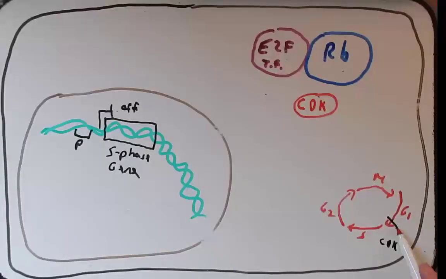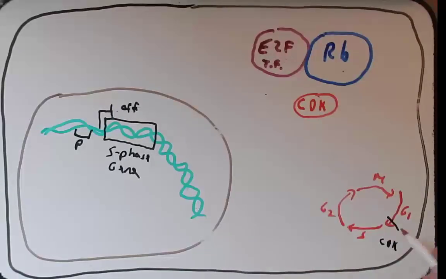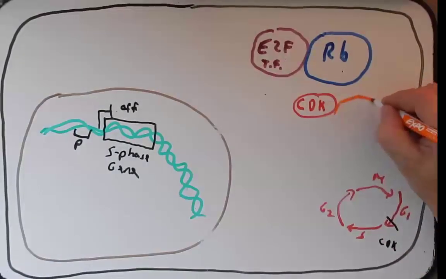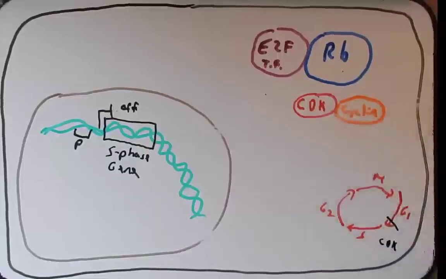When the cell cycle is at this checkpoint, and we're not entering into S phase, this is how the cell looks. However, once the cell has assessed that there are no mutations, that the cell is the appropriate size, and other enzymes are ready in order to enter S phase, the signal is given to move forward. And that signal comes in the form of cyclin. When cyclin binds to CDK, it activates CDK.